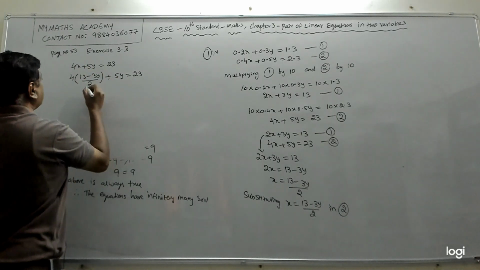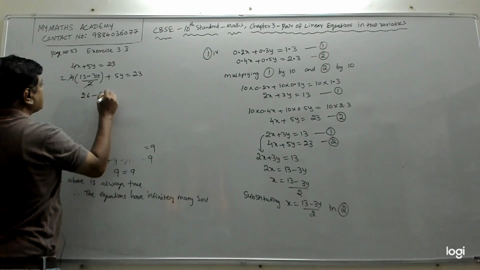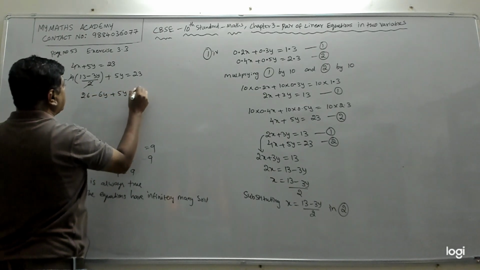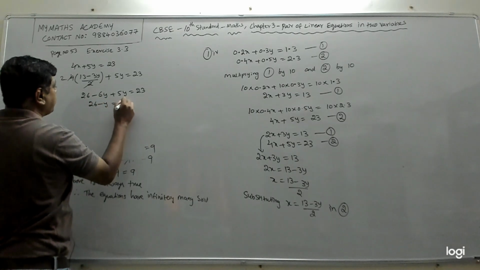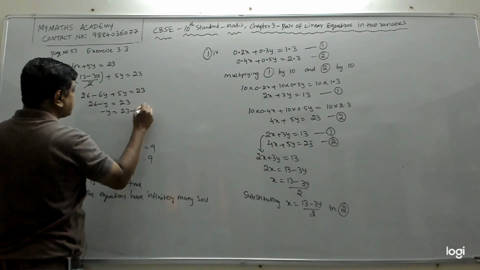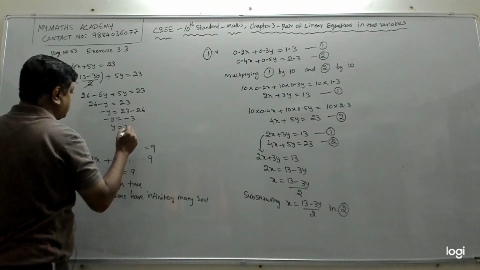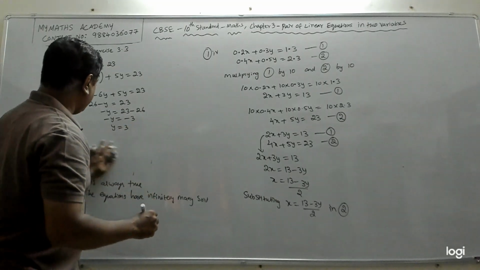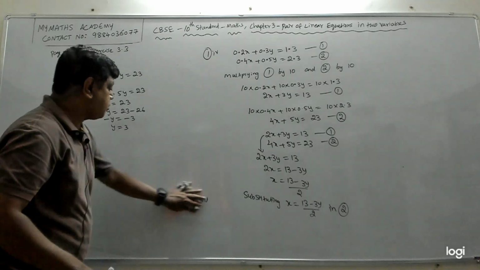Now 2 and 4 will get cancelled. 2 times 13 is 26 minus 6y plus 5y equal to 23. Now 26 minus y equal to 23. So minus y equal to 23 minus 26. So minus y equal to minus 3. So y becomes 3. Don't stop with minus y. You have to find y, not minus y.